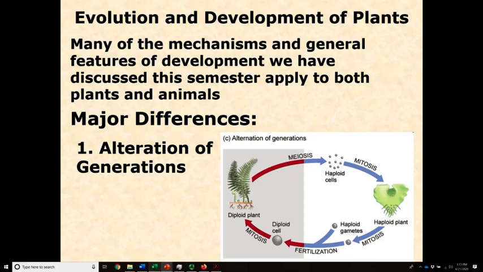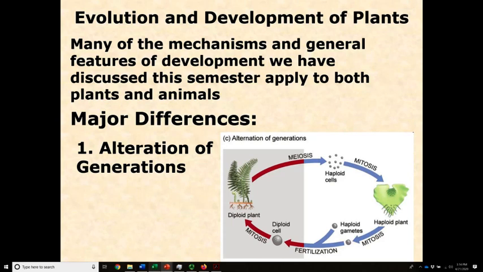And if you look at a mature fern, often on the underside of the leaves, you'll see these little brown clusters, which are called spores and are those haploid cells that will go out and form the haploid part of the life cycle.